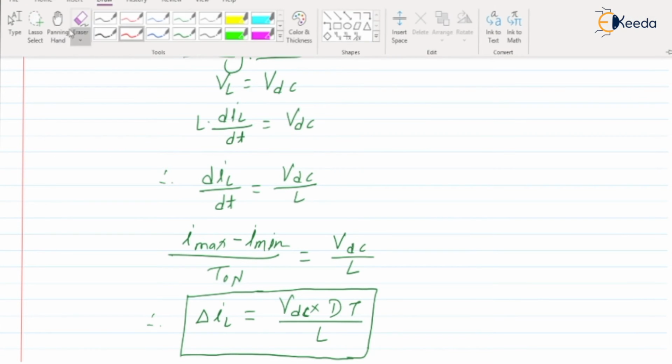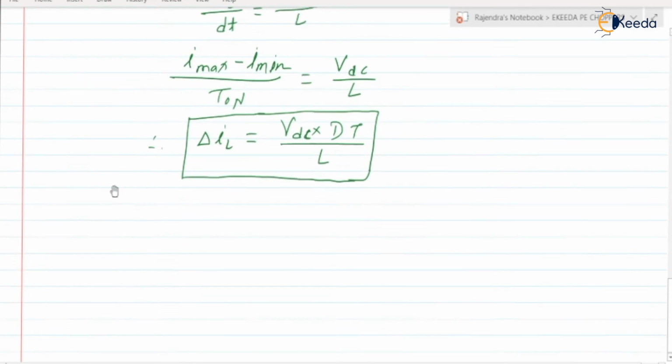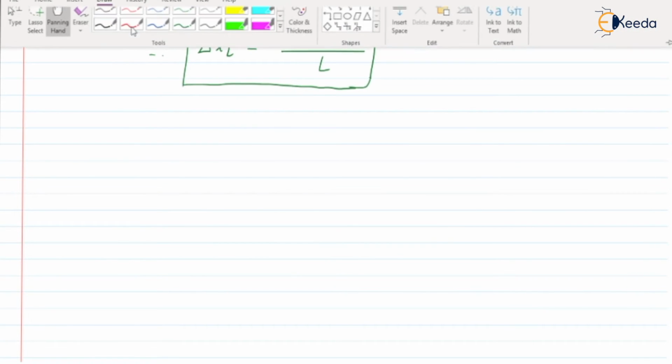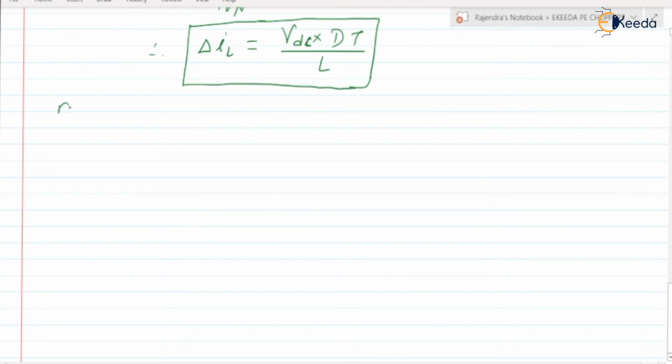Next, can we write the maximum value of inductor current, that is Imax or IL max? Maximum IL, which we can write as Imax, which is equal to IL average plus delta IL by 2.